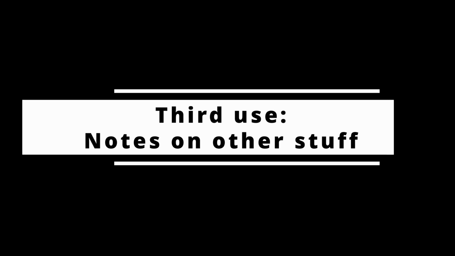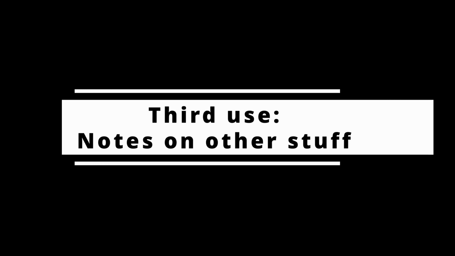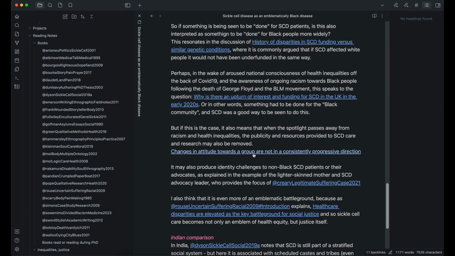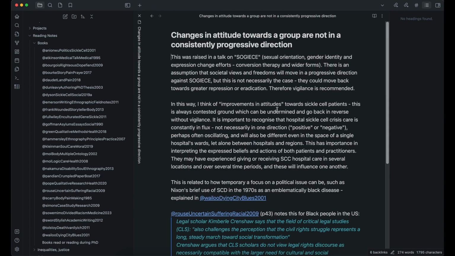So the third reason why I want to suggest this could be useful is because it's not just about reading notes. If I go to this note here, which is a lot earlier, a lot smaller, this came up initially in an early career research forum at the Wolfson at Queen Mary, where a researcher in a completely different field was talking about this concept that changes in attitude towards a group aren't always in a progressive direction. They go back and forth. And at the time I thought, oh, that's quite significant and important, and I maybe haven't talked about this enough, but I want to record this because I think it might be relevant elsewhere.